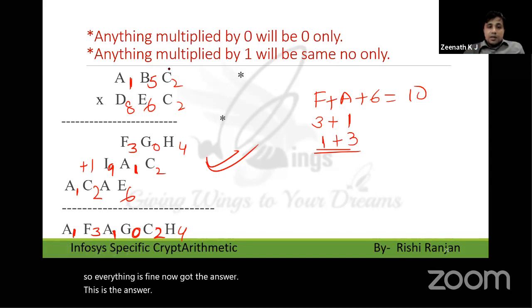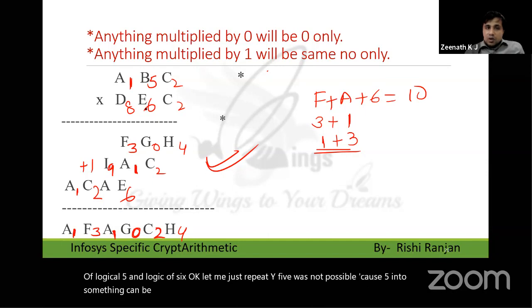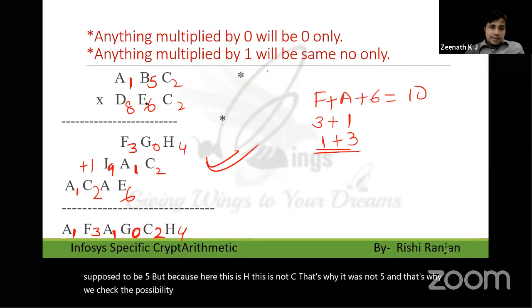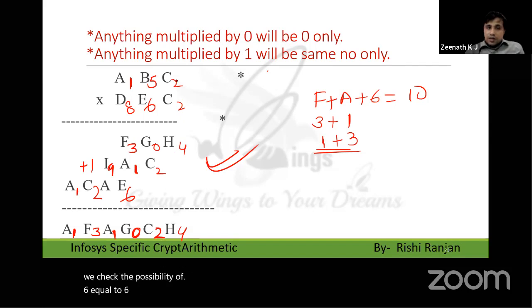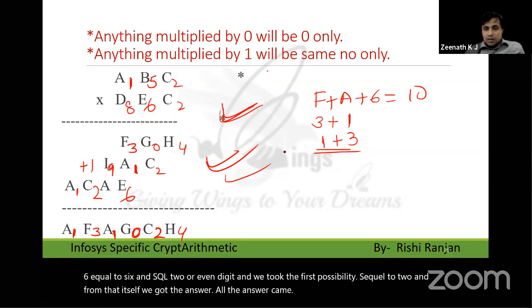So this is how we apply the logic of C and logic of 5 and logic of 6. Okay, let me just repeat. Why was 5 not possible? Because 5 into an odd digit can be 5 here. But in that case, 5 into 5 was also supposed to be 5. But because here this is H, this is not C, that's why it was not 5. And that's why we check the possibility of 6 equal to 6 and C equal to an even digit. And we took the first possibility, C equal to 2. And from that itself, we got the answer. This is how we apply it.